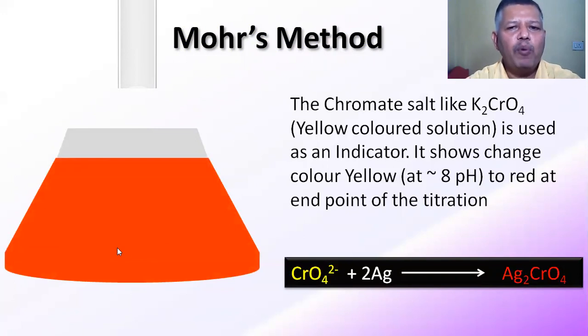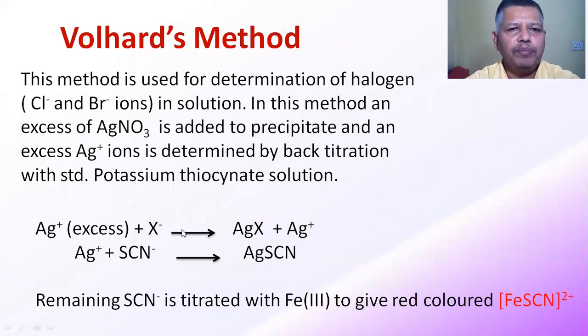This is the end point of the titration, and from that one can find out how much of the chloride, bromide, or iodide ion is present in the solution. That can be found out with the help of how much silver is consumed up to the end point of the titration.